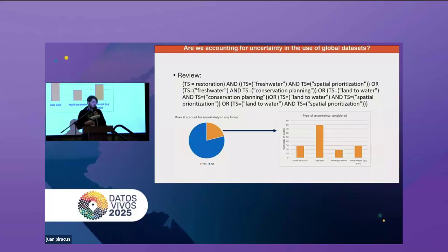And we are doing a review at the moment looking at how many of these studies that are looking at restoration, for example, at the catchment scale, and looking for prioritization or identifying which areas could be affecting this aquatic system, are actually accounting for uncertainty in any form. And you can see that most of the studies are not actually considering the uncertainty of using these large-scale data sets to map threats on aquatic biodiversity.